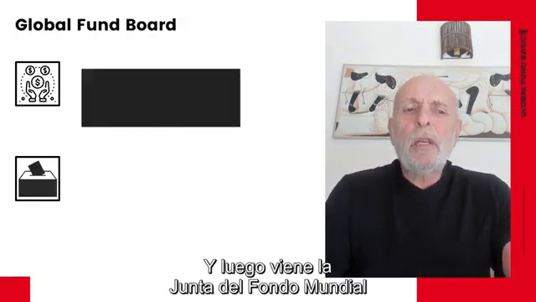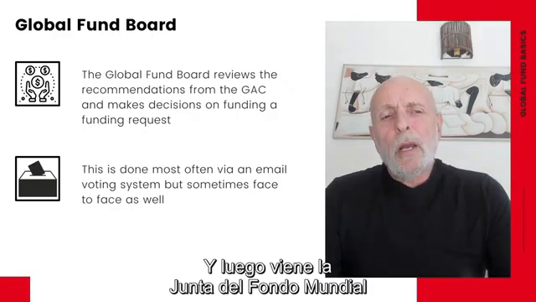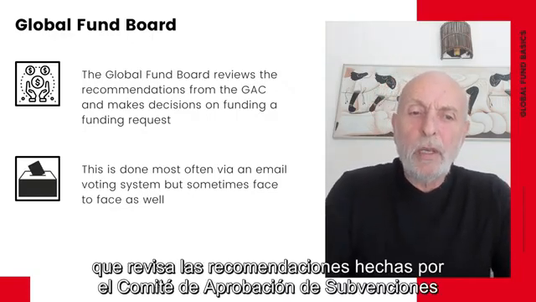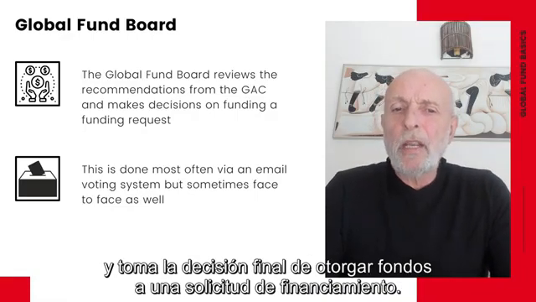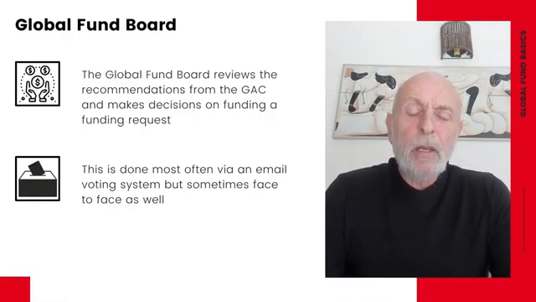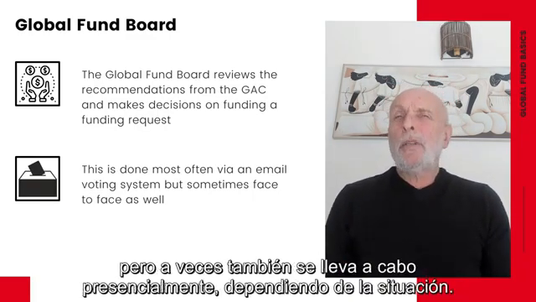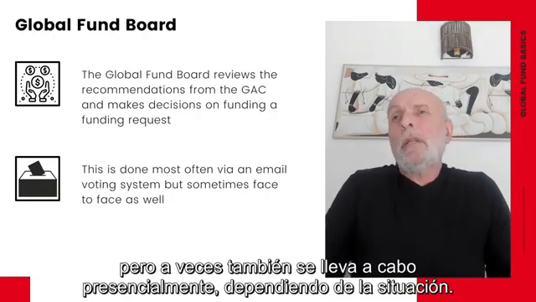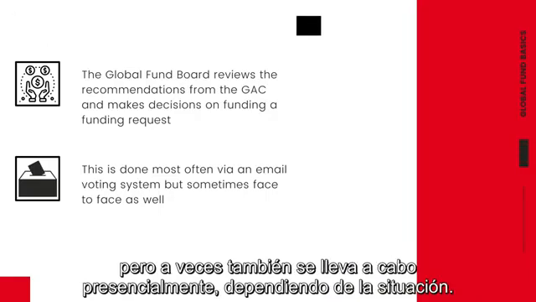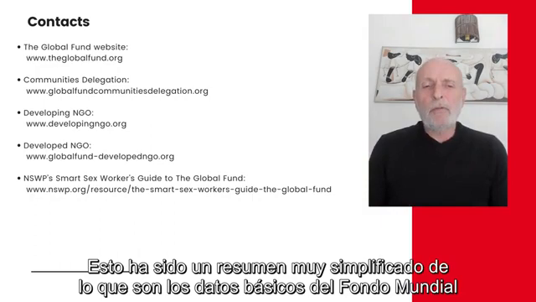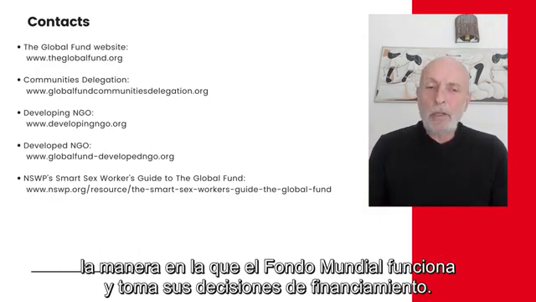And then there is the Global Fund Board. And the Global Fund Board reviews the recommendations from the Grant Approval Committee and makes decisions on funding a funding request. This is done most often via an email voting system, but sometimes face-to-face as well, depending on the situation. So that, very simply, very basic, it is the Global Fund basics after all, is how the Global Fund works and how it makes its funding decisions.